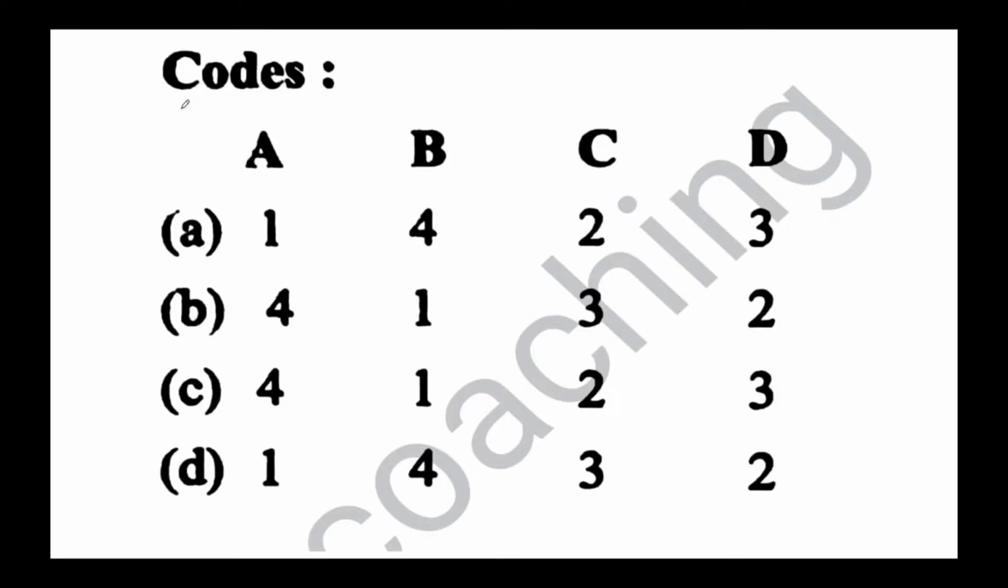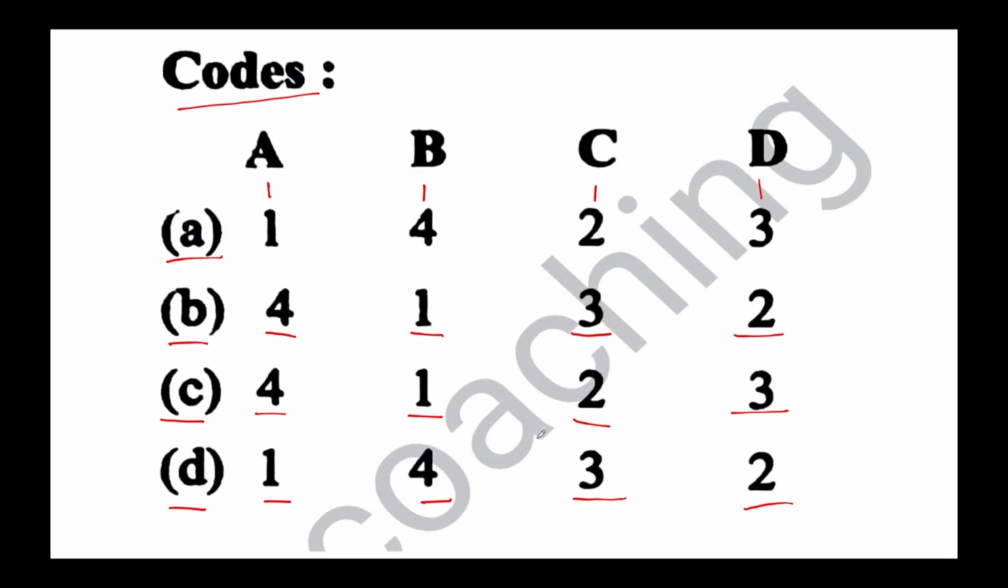And these are all the codes which have been given. As usual, you have to read it like this. Option A, it is A1, B4, C2, D3. And option B, it is A4, B1, C3, D2. And option C, it is A4, B1, C2, D3. And option D, it is A1, B4, C3, D2.